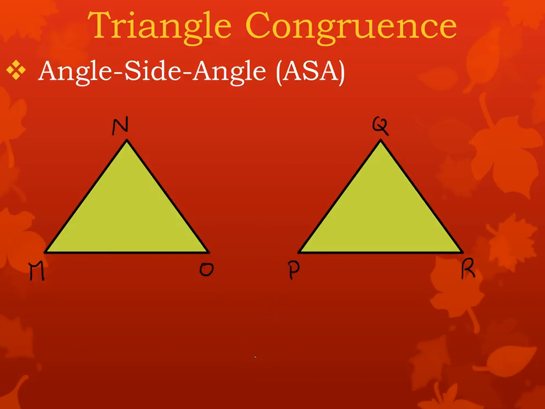My third congruence is angle, side, angle. So this is where we have two angles congruent in my triangle, and the side in between them. So we have angle M and O congruent. MO is in between those two. That's why this is angle, side, angle.